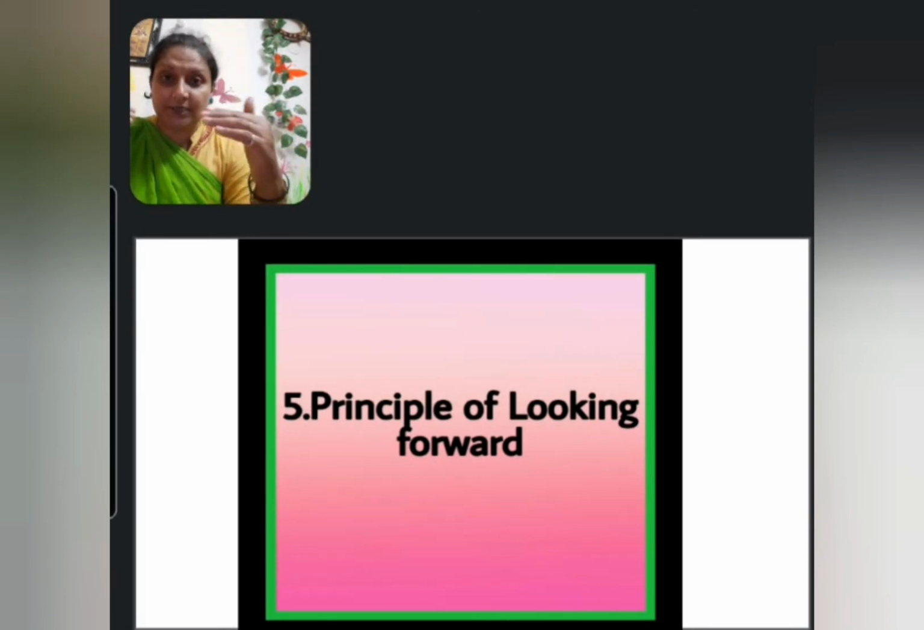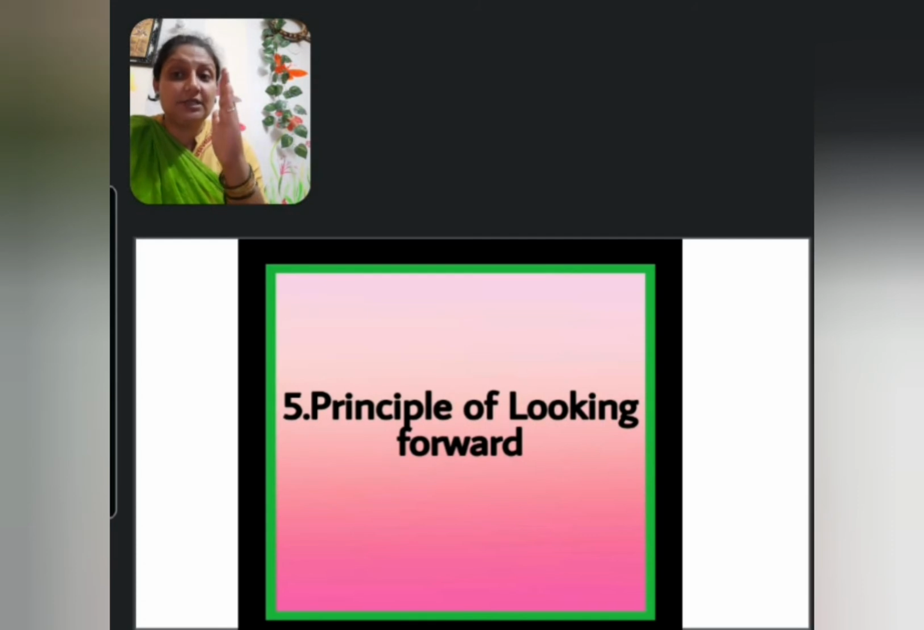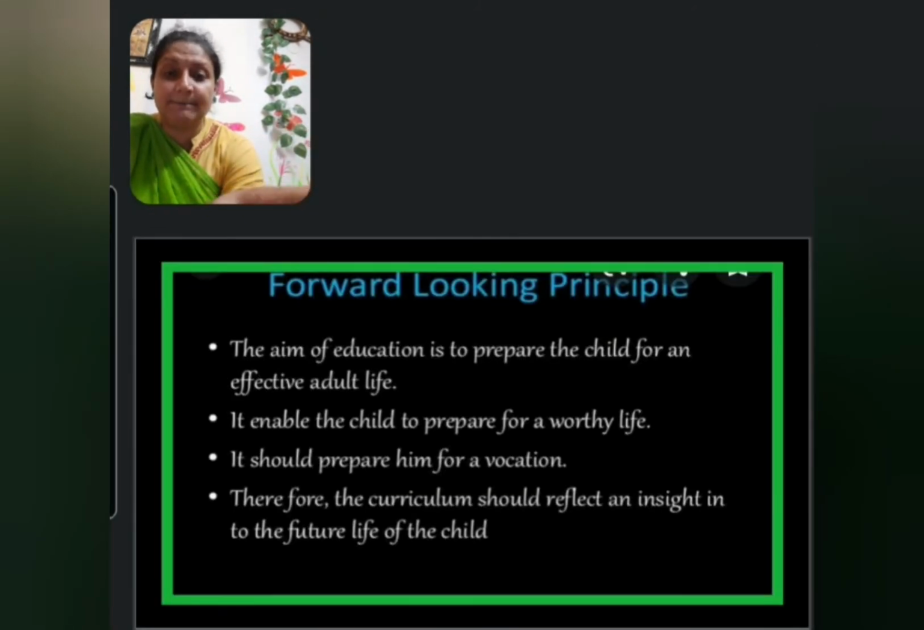The aim of education is to prepare the child for an active adult life. Just now I told you, in future thinking, we have to make the child ready for an effective adult life. Therefore the curriculum should reflect an insight into the future life of the pupil. This is very important, because in future, what will they become? So by keeping this in mind, we have to prepare the curriculum accordingly. This slide shows some points on the principle of looking forward.